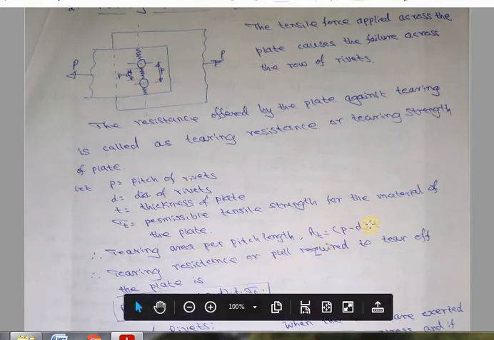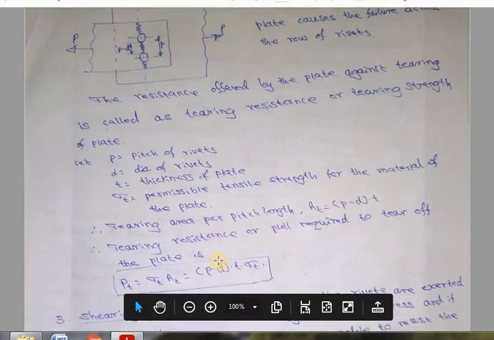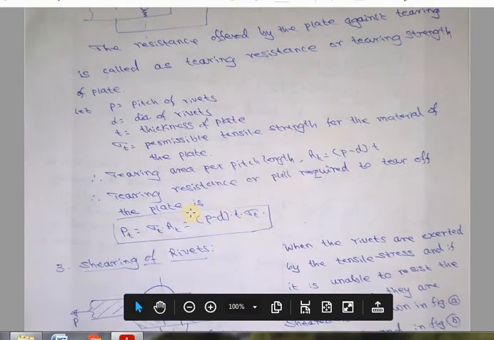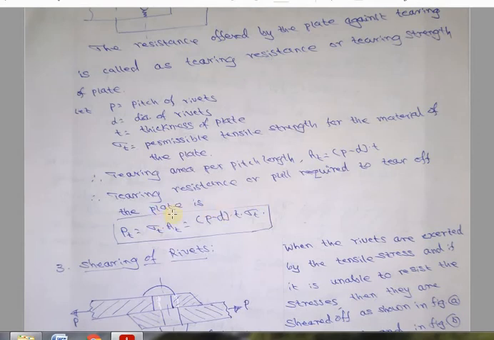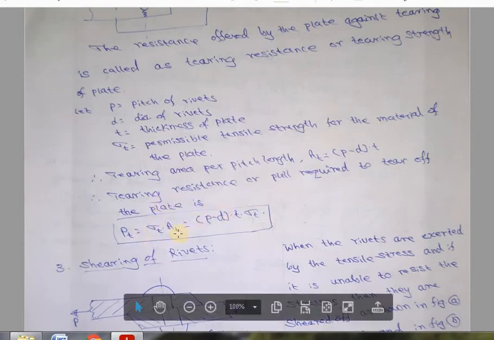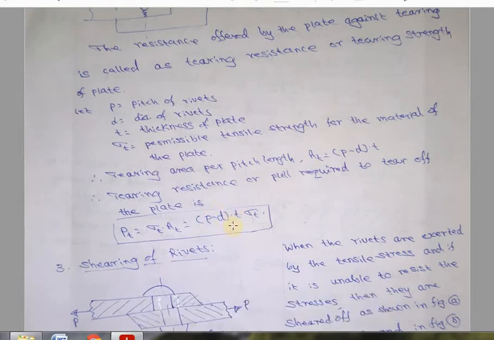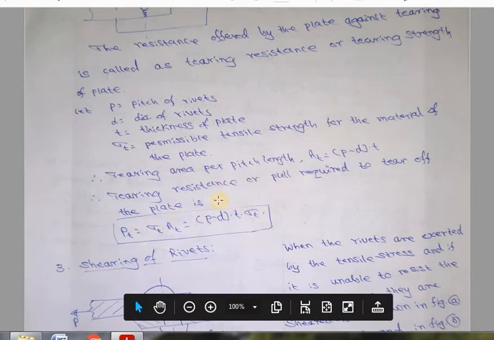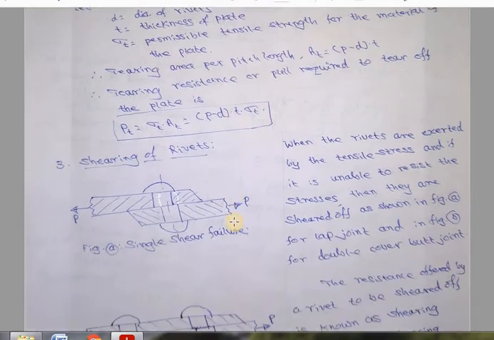So P minus D into T is the area of the plate, multiplied by the tensile strength of the plate. That's going to give me the tensile resistance. This is what we call the tearing resistance, or the pull required to tear off the plate to cause the failure. You require stress into area, that is going to be the force or resistance. So P minus D is the length of the plate between the rivets, into thickness T, that gives you the area. Area into stress gives you the force. So this is one kind of failure, and this is again a failure assigned to plates.